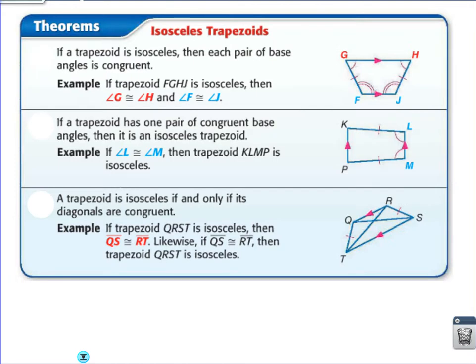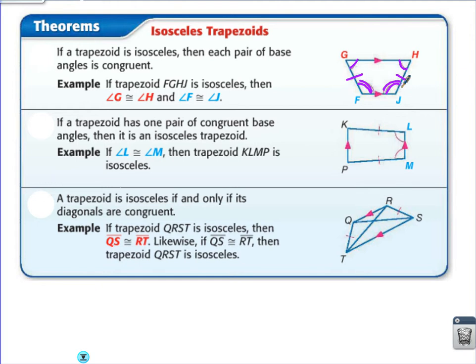Here's your properties. If a trapezoid is isosceles, you already know this. It's the same thing as with a triangle, an isosceles triangle. If the legs are the same, the base angles are the same. That's what makes it isosceles. If a trapezoid has one pair of congruent base angles, then it's going to be isosceles.